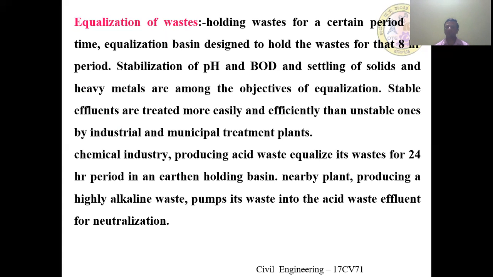Similarly, a chemical industry producing acid waste equalizes its waste for a 24 hour period in an earthen holding basin. A nearby plant, producing a highly alkaline waste, pumps its waste into the acid waste effluent for neutralization. This is one of the methods of neutralization, where on one side you may be getting an acid, and on the other side a base or alkaline waste. So you mix them, and you get it neutralized to around 7 pH.